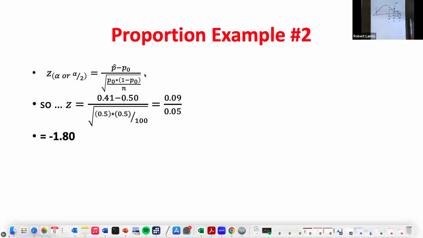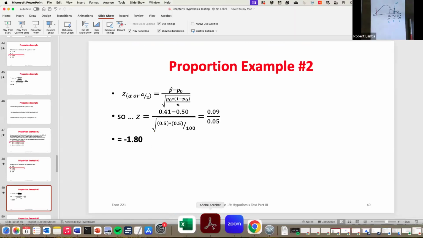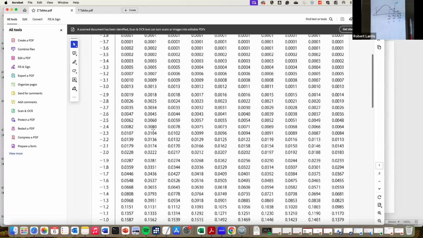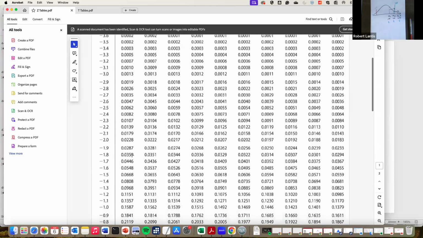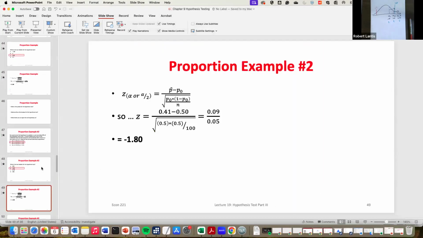Oh, double click. There we go. I can do this two ways, right? I can do negative 1.80, so 0.0359, but that's not my p-value. That's the area to the left. My p-value, remember, was the area to the right, so it's 1 minus that, so approximately 0.9641. I mean, it's huge. I have got a crazy high p-value, okay?